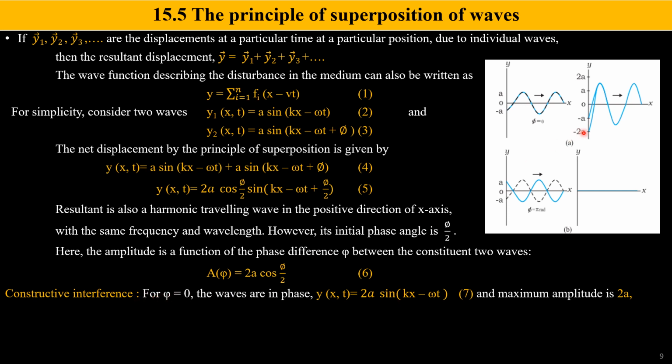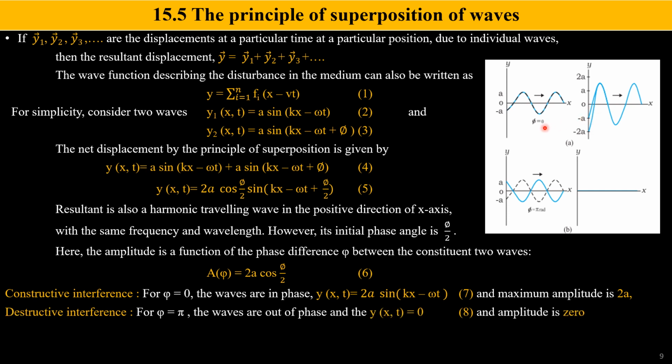Please see the case A. Here two waves are traveling, superimposed with one another. So here phi is 0, and the resultant is shown on the top figure on the right hand side. So the amplitude is 2a and minus 2a, and the wave is traveling in the same direction with the same phase. The phase difference phi is 0 here.